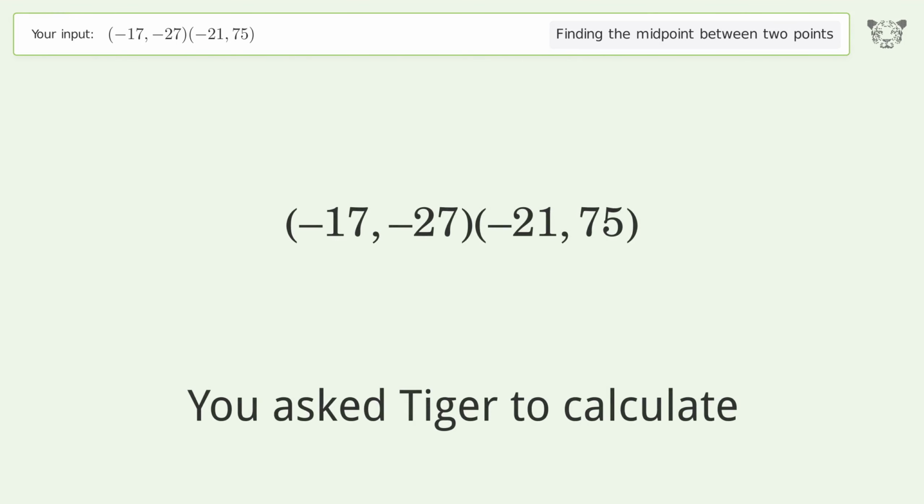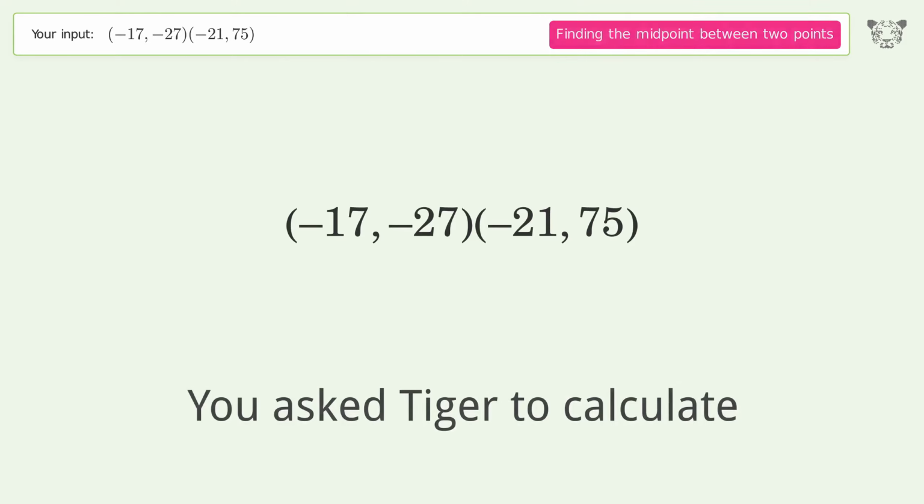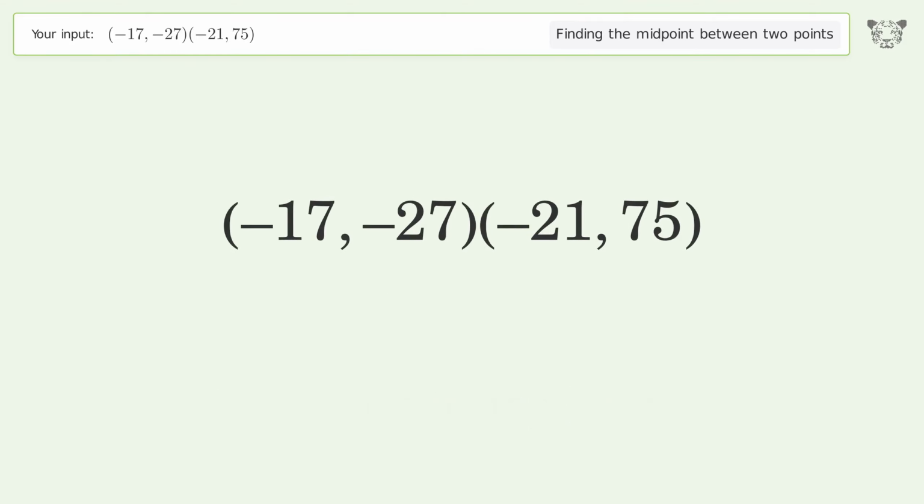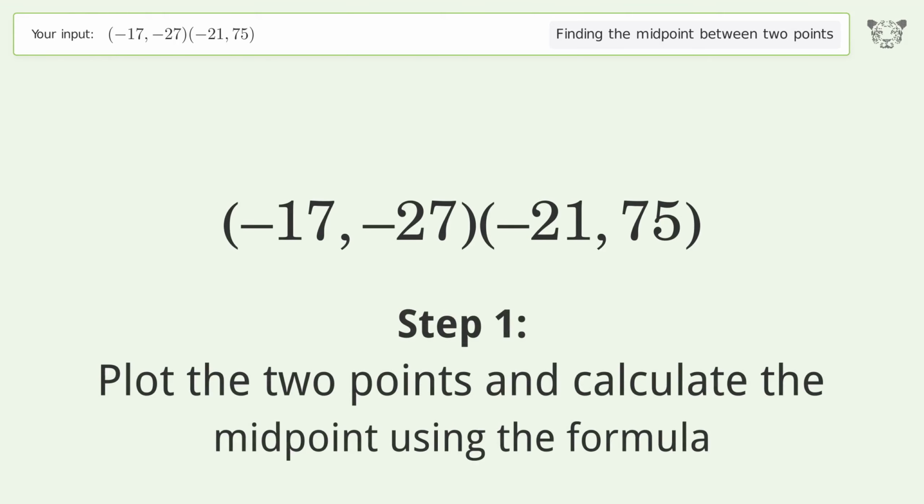You ask Tiger to calculate. This deals with finding the midpoint between 2 points. The midpoint between the 2 points is negative 19, 24. Let's solve it step by step. Plot the 2 points and calculate the midpoint using the formula.